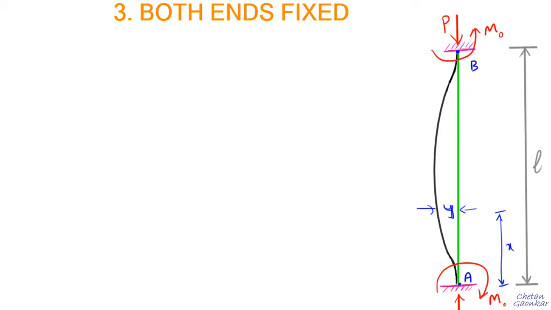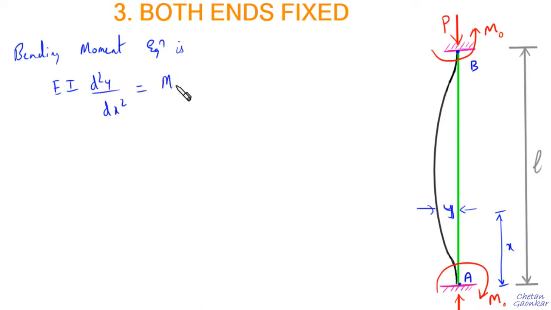This is getting developed here because both the ends are fixed. So the bending moment equation here will be EI d square y by dx square equal to M naught, that is this bending moment, minus the actual bending moment which will be P times y, and we know why it is minus, because as x is increasing, this deflection y will go on decreasing. That argument remains the same, but here we have one extra term M naught because both the ends are fixed, which was not there when both the ends were hinged.